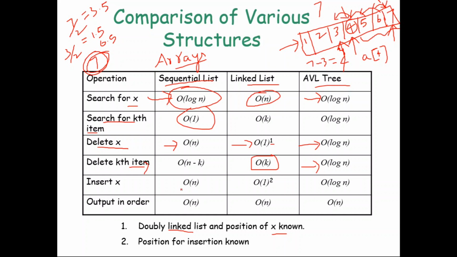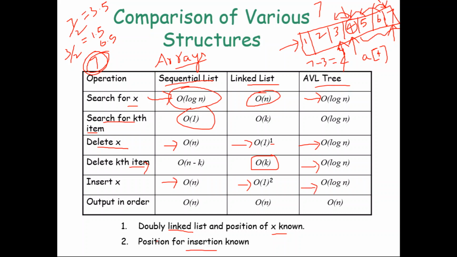To insert an item x, in the sequential list it is order of n times, whereas for a linked list it is order of 1 times, considering that the position of insertion is known, that is, you have a pointer to the position where you want to insert. For an AVL tree, the insertion is order of log n.